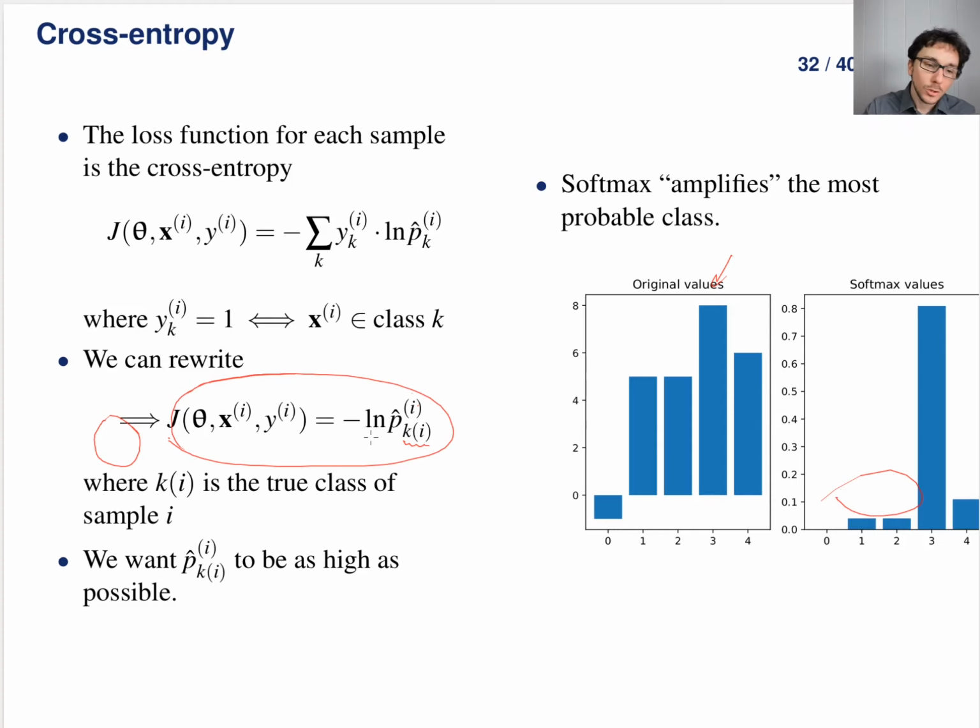So in order to minimize this loss function, we need to have this probability as high as possible, because if this p is high, the logarithm of p is high, and thus the minus logarithm of p is very low, so we are actually minimizing the loss. In other words, by minimizing the loss, we are forcing the model to predict with a very high probability the true class k_i of each sample i.